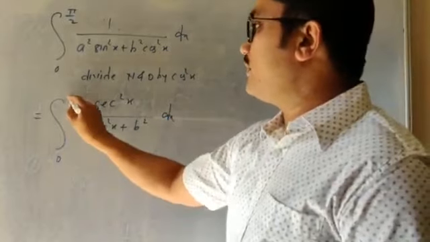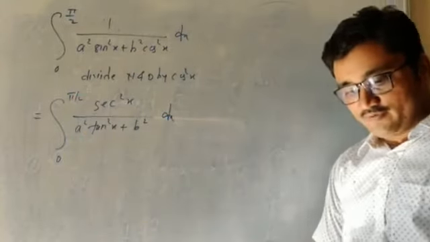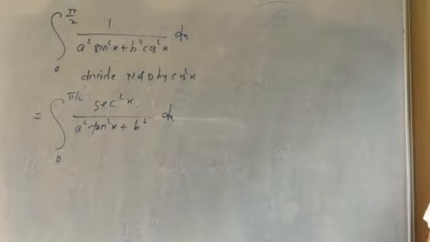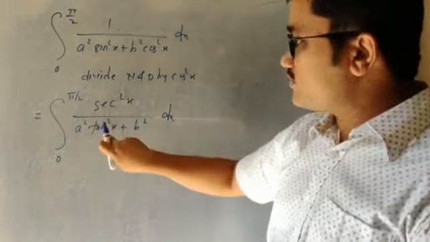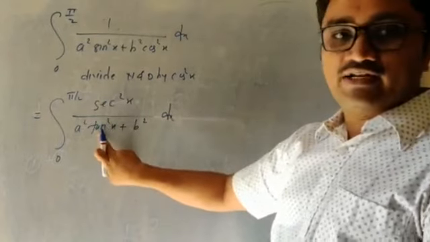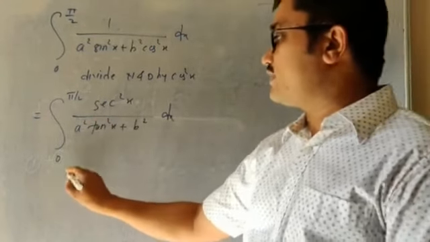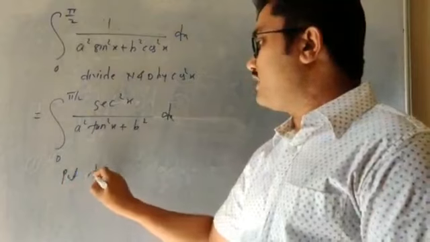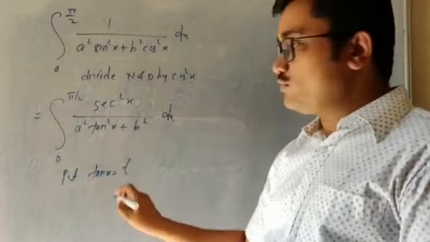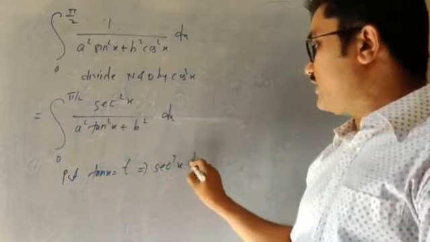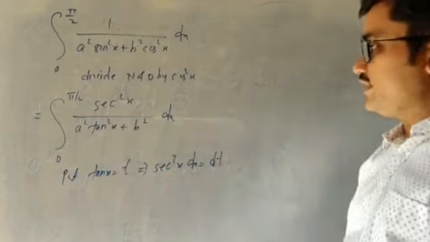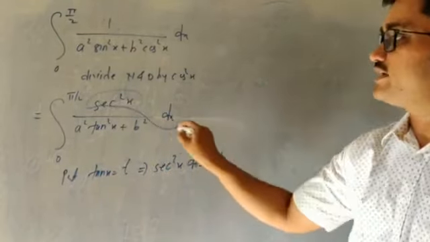So this question will look like this, from 0 to pi by 2. Now what is remaining? We know in such questions the next step is to put tan x equal to t. We know the derivative of tan is sec square. So tan x is equal to t, which implies sec square x dx is equal to dt. So sec square x and dx will go.